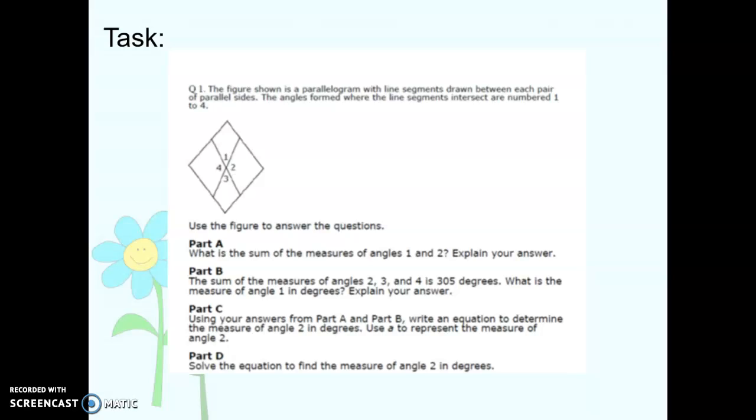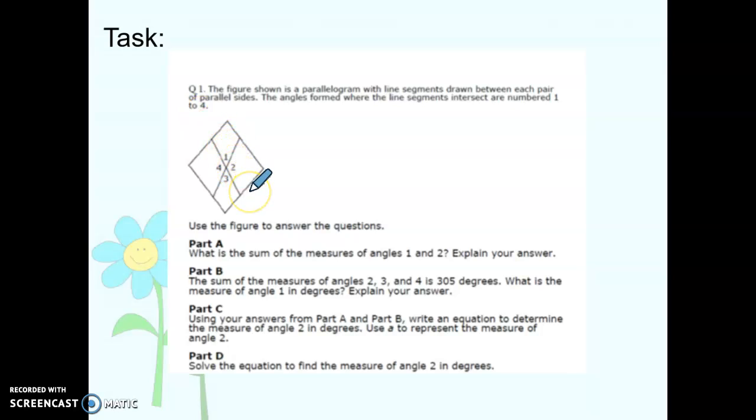So here's your task for today that I want for you to do in your math notebook. Your task for today is this constructed response, and I just want to take a minute and go over it with you real quick. It says the figure shown is a parallelogram with line segments drawn between each pair of parallel sides. The angles formed where the line segments intersect are numbered 1 through 4. So you can see in here 1, 2, 3, 4, all of these together.